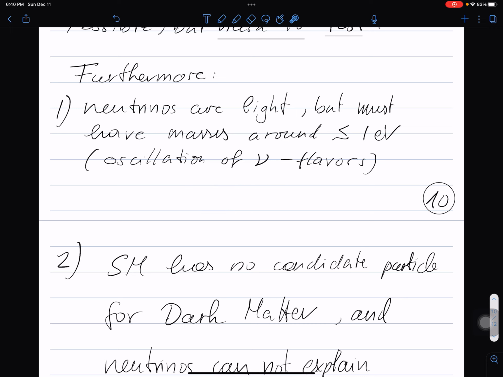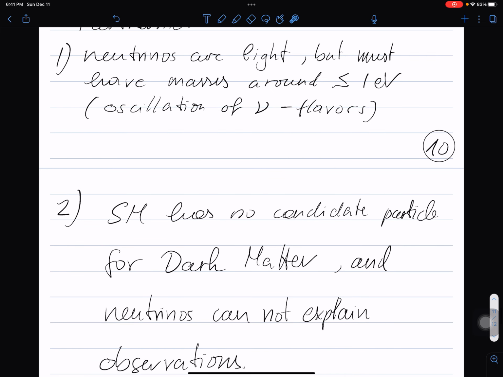But this also requires additional physics that violates the so-called lepton number and allows neutrinoless double beta decay. Two neutrons turning into two protons without emission of neutrinos, just emitting electrons. This is a very rare decay that hasn't been observed and is being actively searched for.